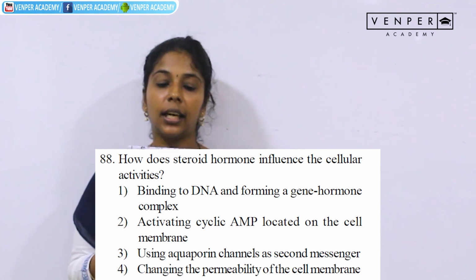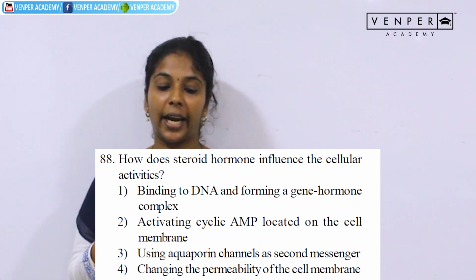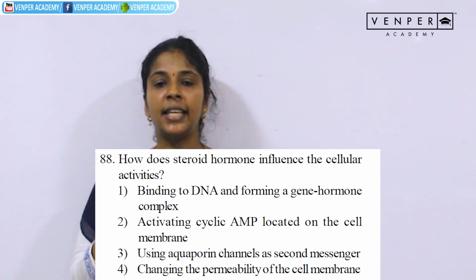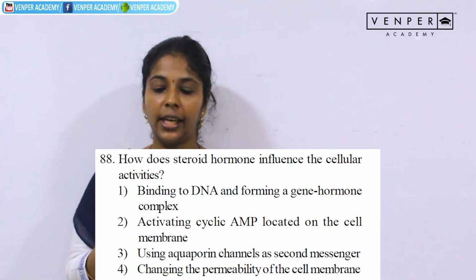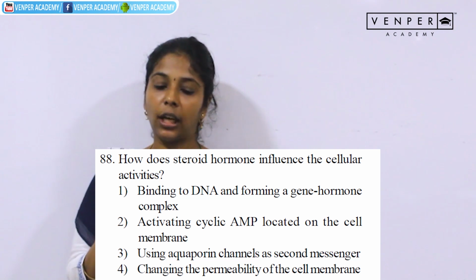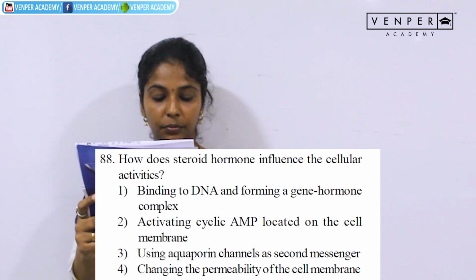The receptors for the steroid hormones are located in DNA. So the steroid hormone should enter inside the cell and reach the DNA. Generally, steroid hormones are lipid soluble, so they can enter inside the cell very easily by simple diffusion. Then they can bind with the gene hormone complex. So the correct answer is option 1.